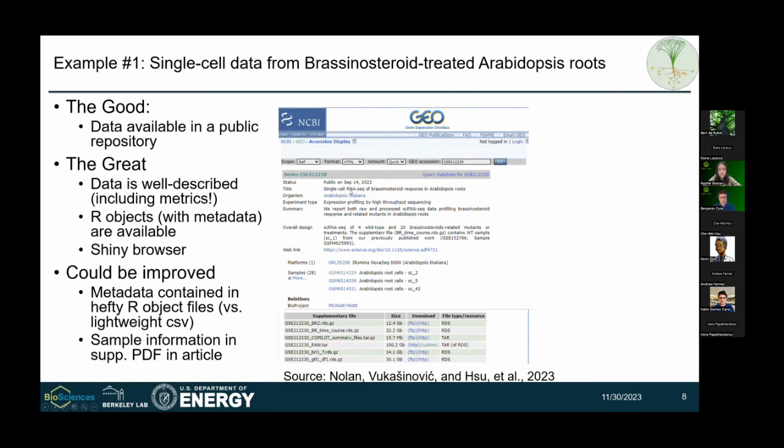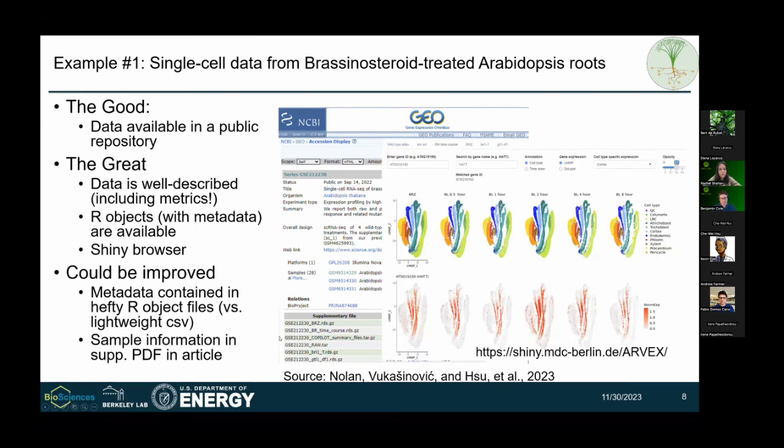The first is this study by Trevor Nolan from Philip Benfey's group that did a really nice survey of rhabdomyosteroid and Arabidopsis roots. So, good, data is available in a public repository. The data is also well described, including metrics with R objects, and all of this is available in a Shiny browser. But some things that could be improved is that metadata is contained in these really large R object files versus a lightweight CSV that could be a little bit easier. And the sample information is available in a supplemental PDF, which can be hard to access.